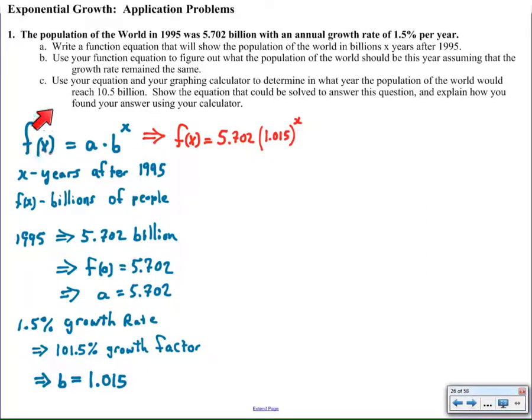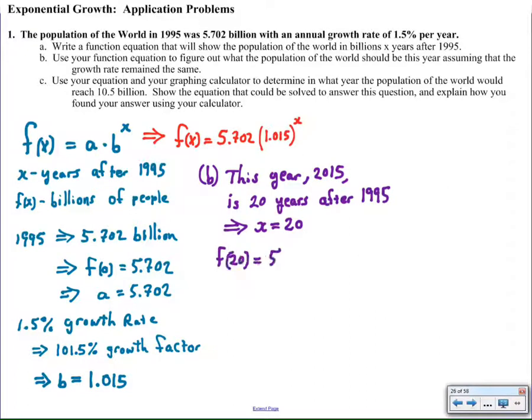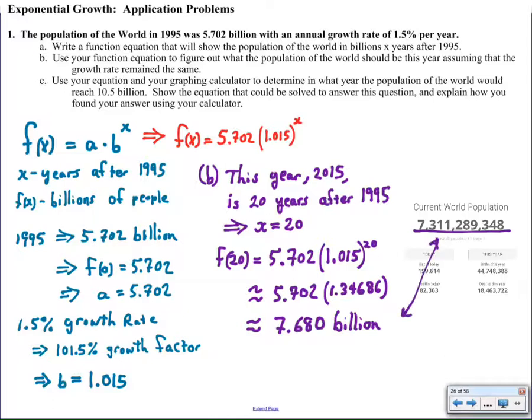Now to answer the questions related to it, the first is what would be the population this year. And so I determined that this year happens to be 20 years after 1995, therefore x equals 20. And that gives us a population of 7.68 billion people by this year if the growth rate was correct. So now the actual population as of lunchtime today was 7.3 billion people, and so we were off by only about 300 million people. 300 million people is about the population of the United States, so we're off by an entire country's worth of people. However, given the fact that this was a 20-year projection, I would say that's surprisingly accurate.